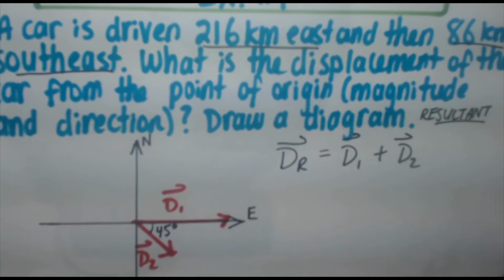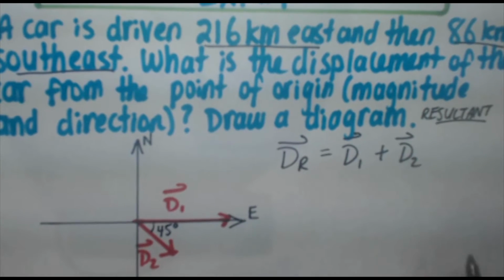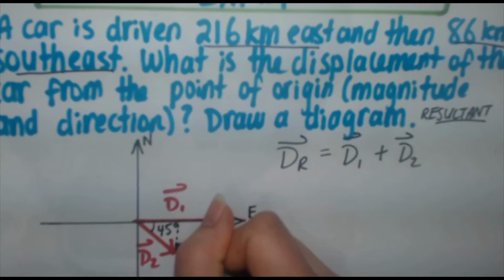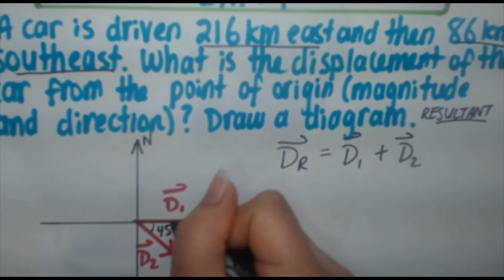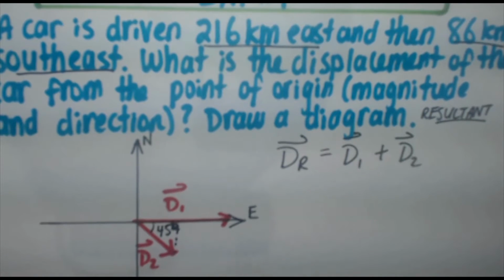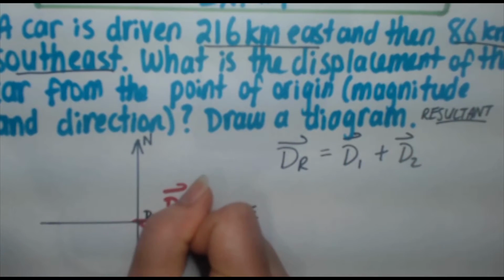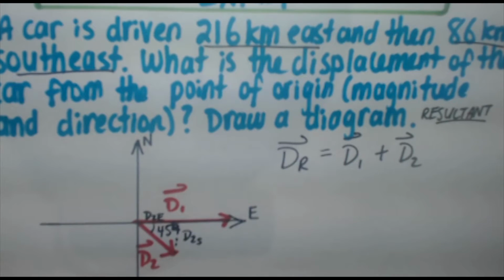We have to add them with the directions, and that involves a bit of geometry, but don't worry, it's actually pretty straightforward. So something you should notice, D1 is purely in one direction, east, but D2 has components in both the east and the south directions. So if I go ahead and drop a line to the positive x-axis, I can draw a 90-degree angle there. And I can actually break up D2 into D2 in the south direction and D2 in the east direction. So that's going to help me a lot when I actually add these together.